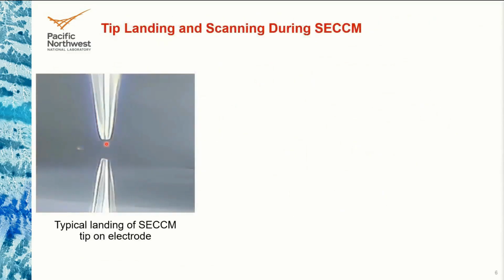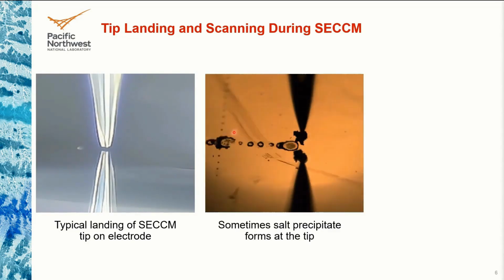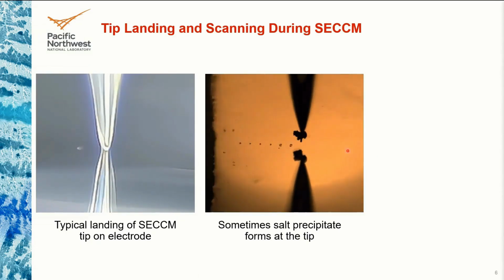So I'm going to show a video that I'm trying to play. Yes. So basically, this is how the SECCM tip works in action. You land on a surface, make a measurement, and then retract from the surface. And you can raster around the surface to make a line scan or go to any local points.